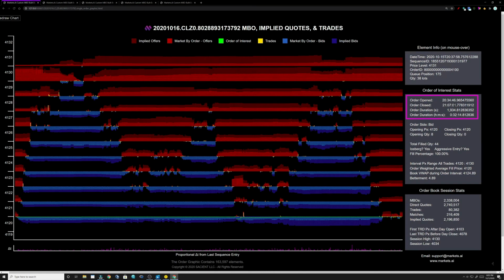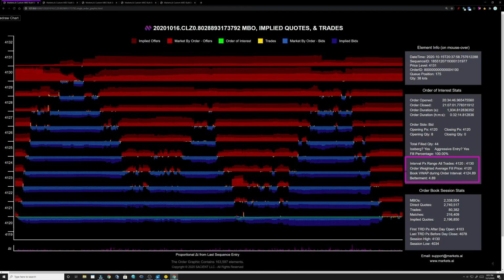There's still a lot of manual trading that's done. It's not all algos, although the liquidity providers certainly use algos. But some of these larger orders are just manually done. So it took 32 minutes to fill 44 lots. It was both an iceberg and it entered aggressively, and it was filled 100%. So the trading range was pretty wide, 10 ticks wide for the interval range.